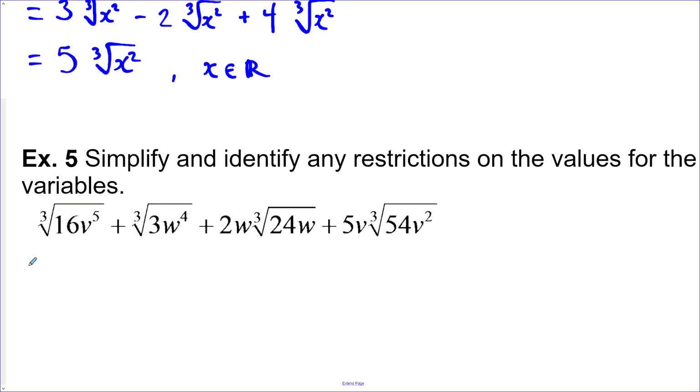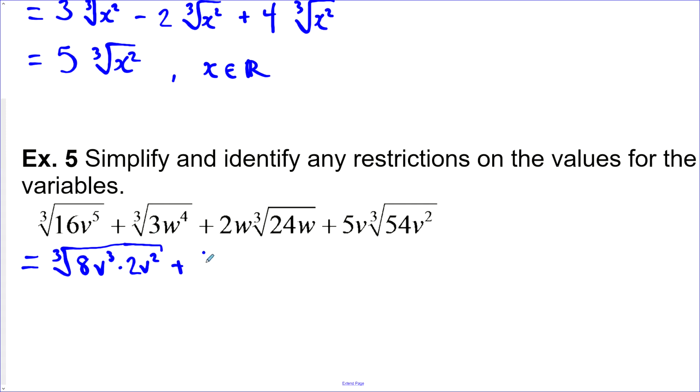Example 5 is cubed root again. So we're looking for perfect cubes in here. So let's separate those out. 8 is a perfect cube and v cubed is a perfect cube. What's left? Well, a 2 and 2 more v's.